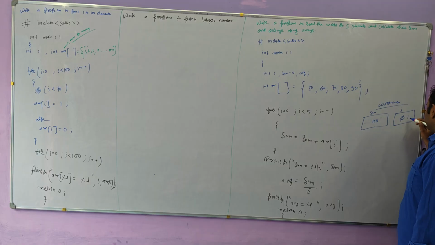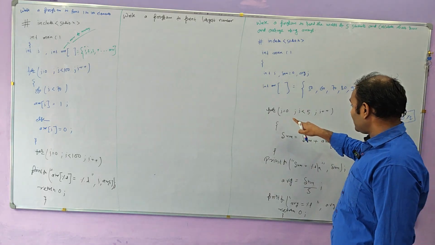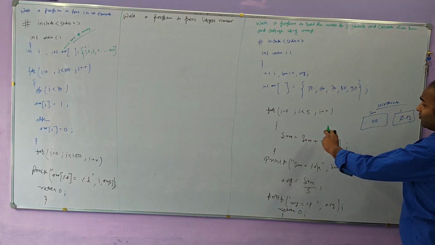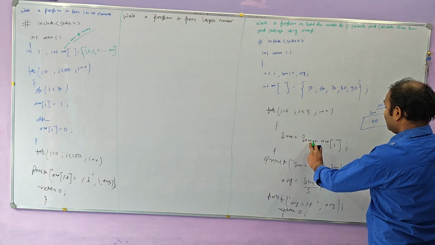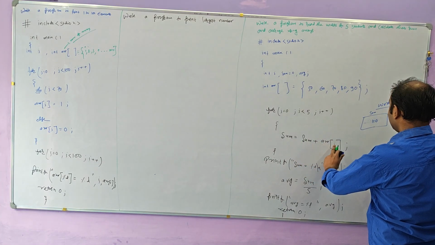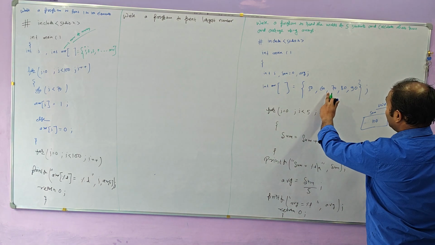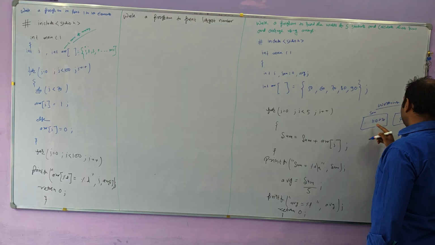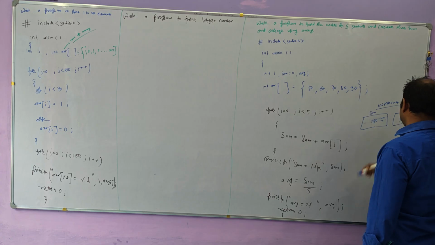Again, I is increased by 1, then I becomes 2. 2 is less than 5. Yes, 2 is less than 5. So sum is equal to 110 plus AR of 2. AR of 2 is what? 70. 110 plus 70 becomes 180.